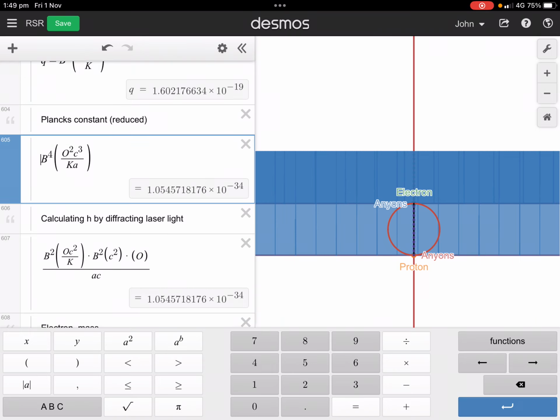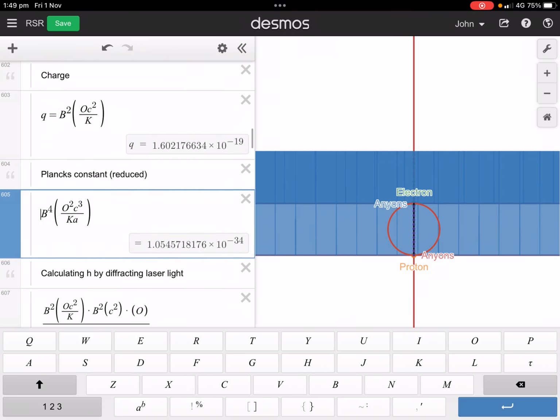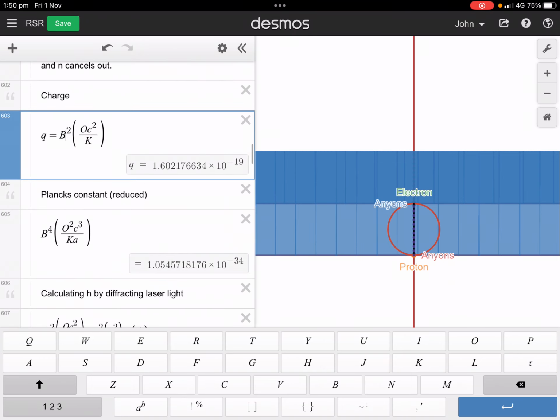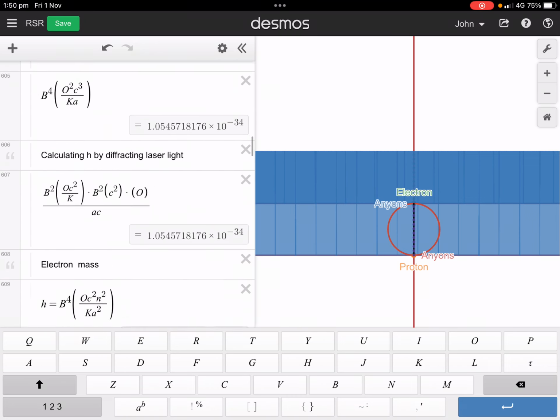Before, my mistake was I thought I just made a grammatical error, and I thought I needed that L in there, but I didn't. And when I up the b value, the error becomes obvious. So I fixed that. So that's b squared for charge, b to the power of 4 for Planck's constant now.